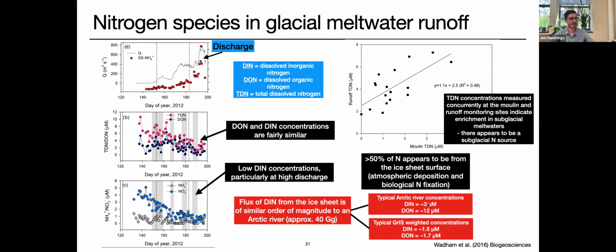So typical Arctic rivers, maybe 3 micromolar of dissolved inorganic nitrogen, quite a lot of dissolved organic nitrogen, about 12 micromolar. And we're down here at least half the amount of nitrogen in these rivers. So ice sheets, not a big source of nitrogen, but still a consistent source of nitrogen. And still a lot of these concentrations would be higher than what you might observe in fjord environments, if only a little bit higher.